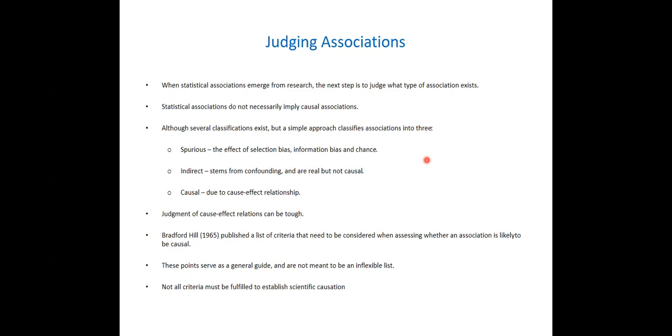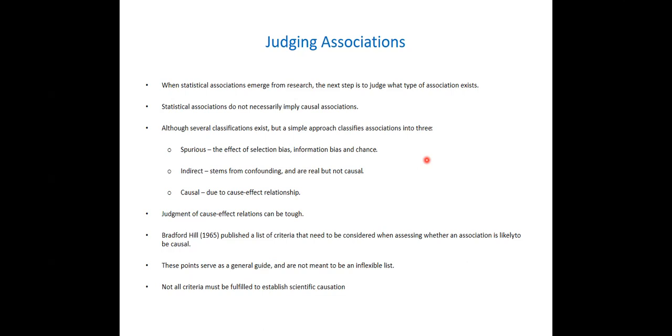Spurious association is the effect of selection bias; if there is bias, it's spurious. Many times when you do your study, you see the same bias. Most of them are spurious associations because there is a lot of information bias and many things involved. Indirect association stems from confounding and arises, but is not causal. Then causal is due to a cause-effect relationship. Causal means that thing is the one causing it and it's causing the effect.